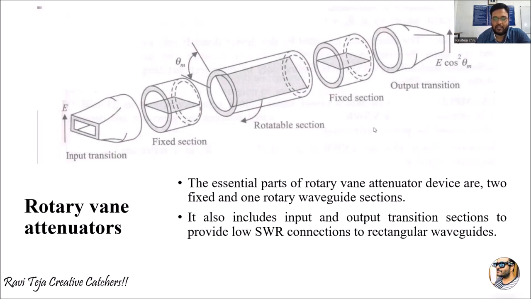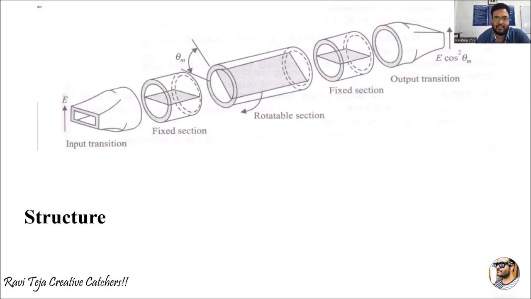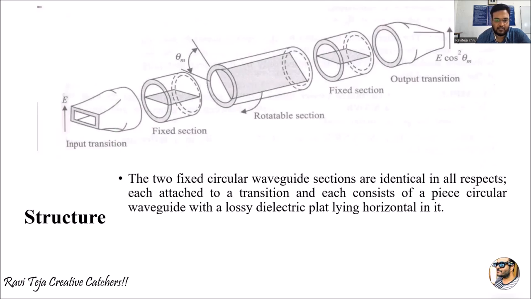Okay. So, it also includes input transition as well as output transition sections, which provide low standing wave ratio connections with respect to the rectangular waveguides. Okay. Now, let's see the structure. See, the two fixed circular waveguide sections are identical in all respects. Each is attached to a transition and each consists of a piece of circular waveguide.